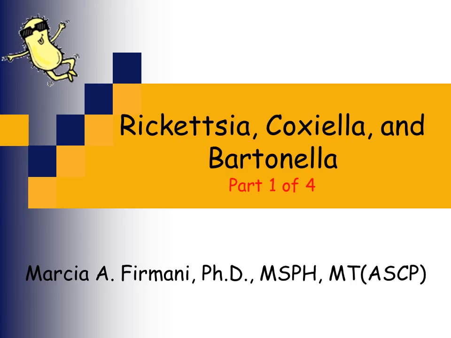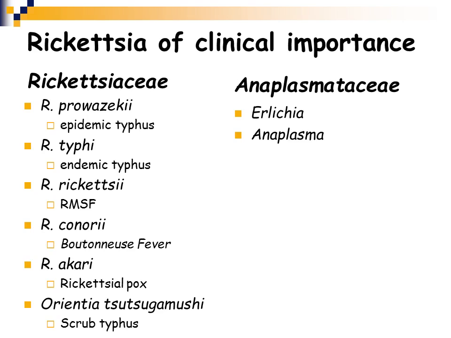In this lecture, we're going to talk about Rickettsia, Coxiella, and Bartonella. This lecture has been broken up into 4 parts. The rickettsial organisms of clinical importance include 2 different families. One is the Rickettsiae family, and the other is the Anaplasmataceae family. There are 2 genera in the Anaplasmataceae family, and they include the organisms Ehrlichia and Anaplasma.